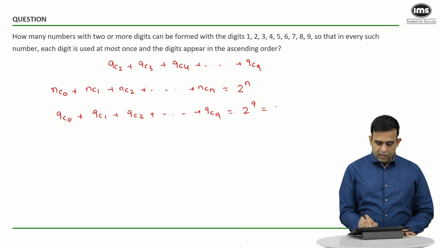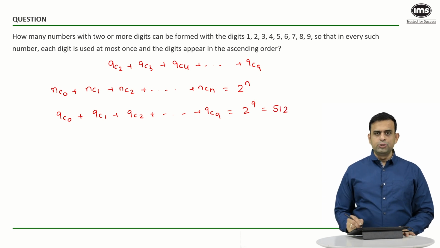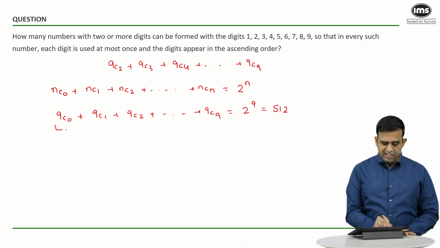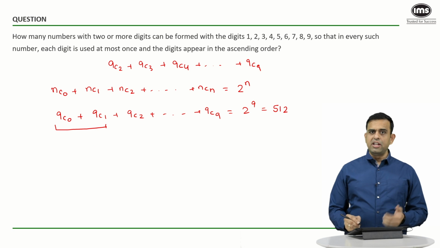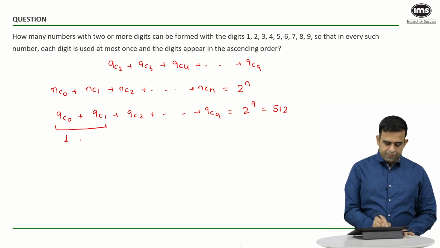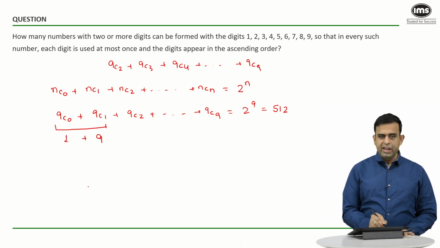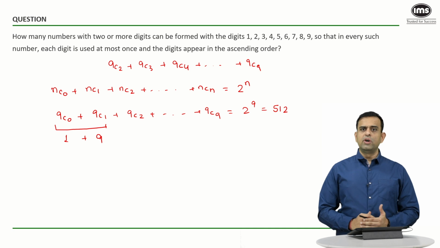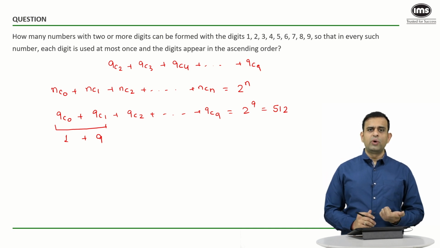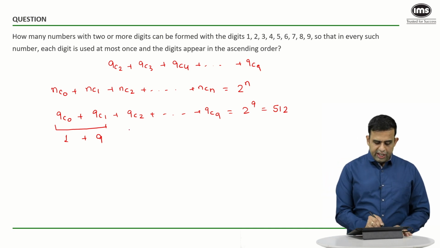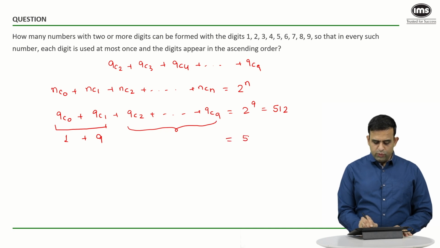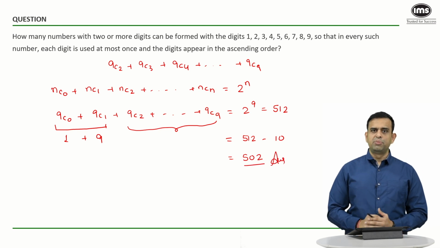or one can say 512. Now out of this 512, please note I don't want the cases of 9C0 and 9C1. 9C0 happens to be 1. 9C1 happens to be 9. So remember, out of the 512 cases, I don't want these 1 plus 9, or 10 cases. And this is what I'm supposed to evaluate. So this part must be equal to 512 minus 10, giving us 502. And that is my answer for this particular question.